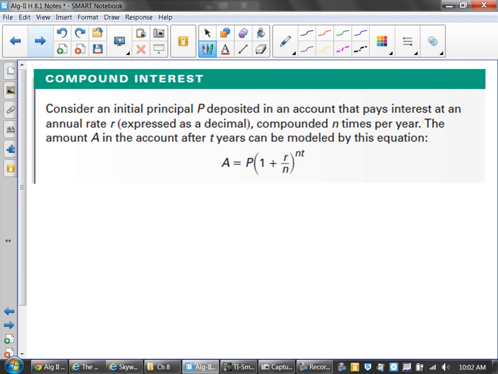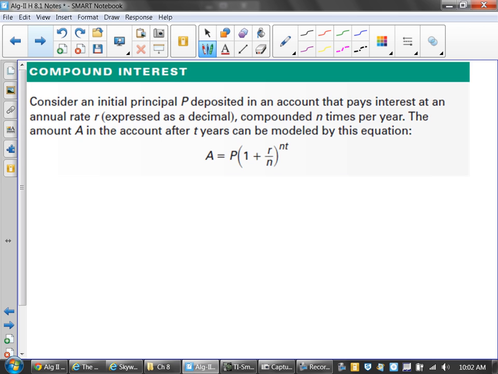Another form that we use with exponential growth is bank accounts. Sure you guys like money, right? Of course you guys do. So let's see, we had y equals a. This is the growth factor. And this is compound interest.